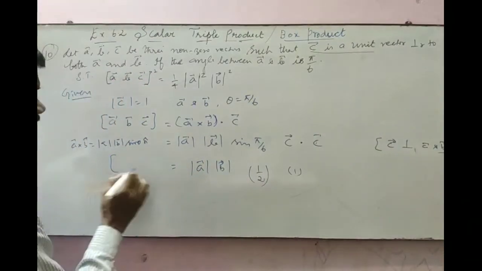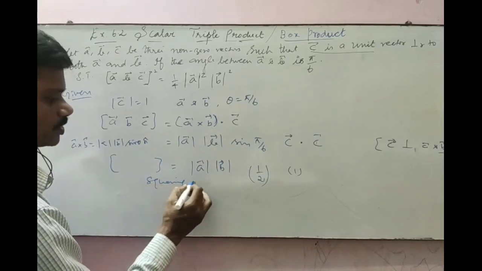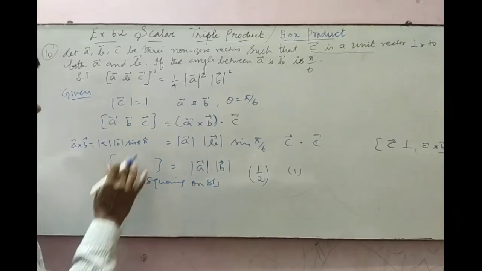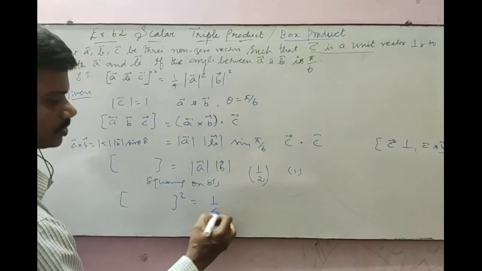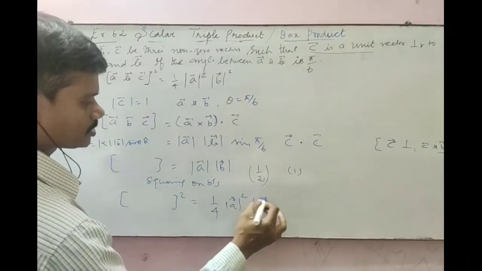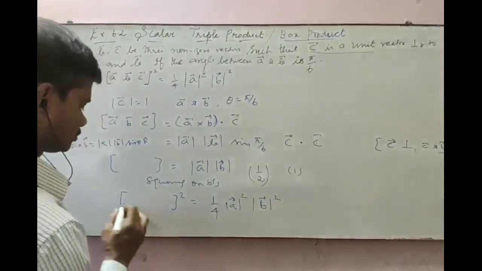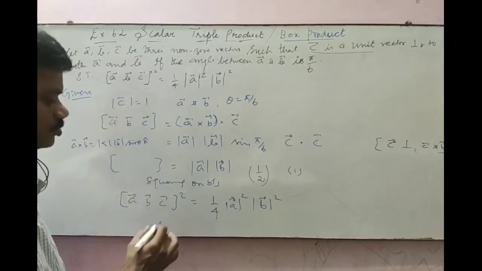Now I am going to take the squaring on both sides. Squaring on both sides, here 1 by 2 squared is 1 by 4, modulus of a square into modulus of b square. So you will get the answer. Proved. Hence proved.